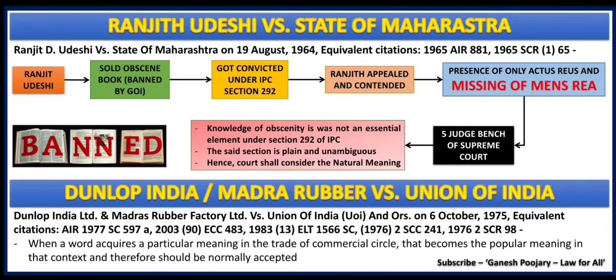Then it was decided by the 5-judge bench of the Supreme Court that knowledge of obscenity is not an essential element under section 292 of IPC. It is not asking for any knowledge, etc. The said section is plain and unambiguous, hence the court shall consider the natural meaning, and hence he got convicted and punished accordingly. The seventh case law is Dunlop India and Madras Rubber Factory versus Union of India.